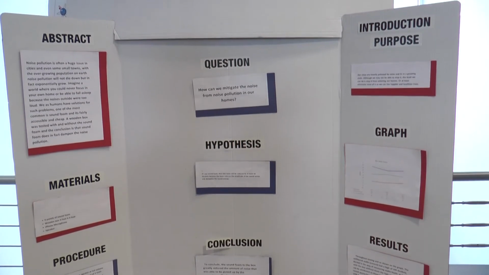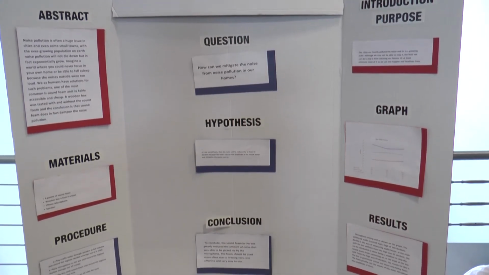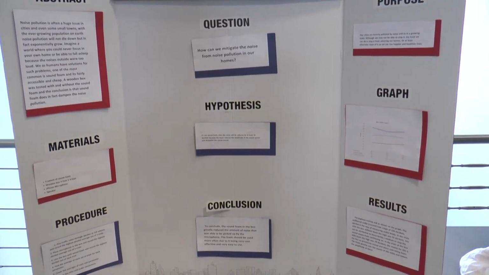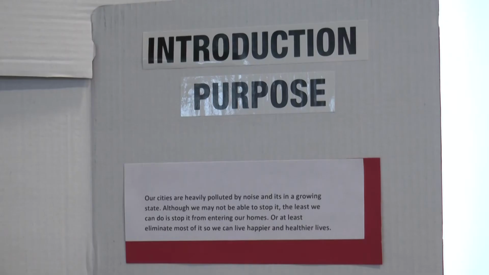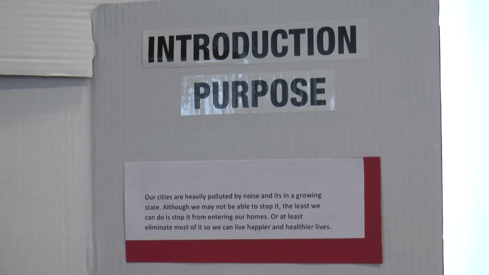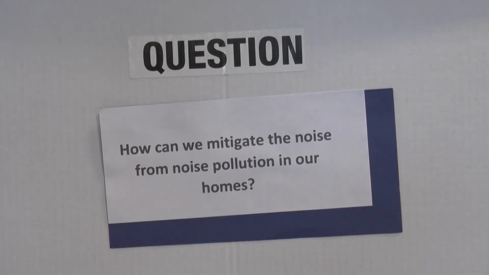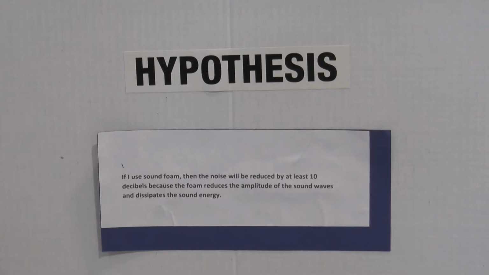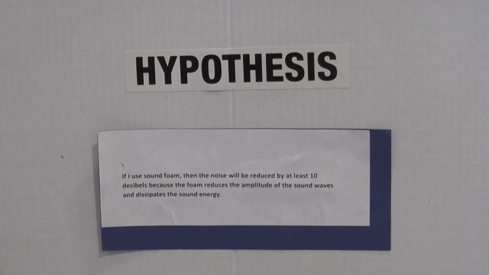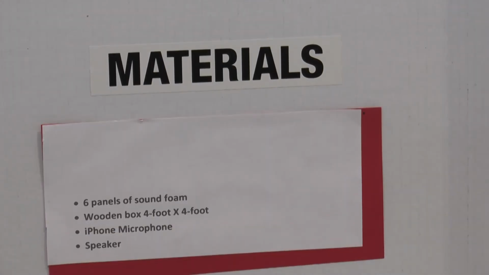So the solution for this that I've found is sound foam, also known as sound panels. You put these up on your wall, and they're in the shape of wedges, and it practically gets the sound waves and cuts them in half, and it cuts down on the amplitude, which is one of the biggest issues why sound is so bad. My hypothesis was, if I use sound foam, the noise will be reduced by at least 10 decibels because the foam reduces the amplitude of the sound waves and dissipates sound energy. And my hypothesis was true.